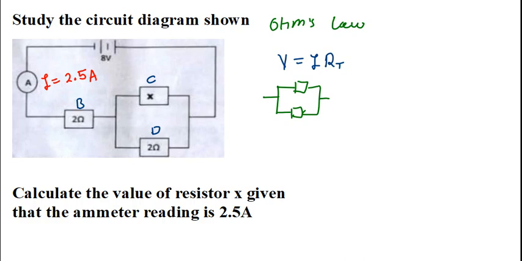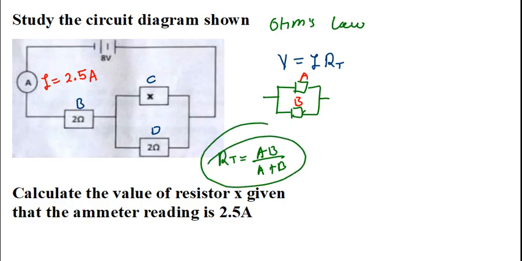So this is A and this is B. Remember, we said the total resistance expression is equal to AB divided by A plus B. Let me show you how this comes about. You can actually decide to keep this in mind or take it from here.